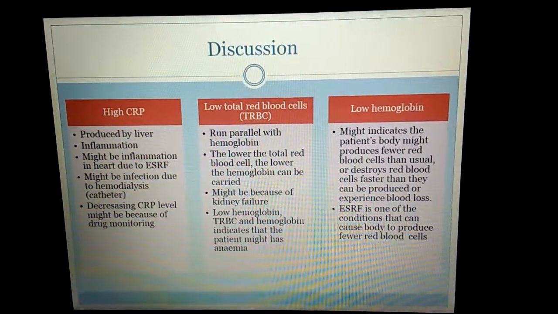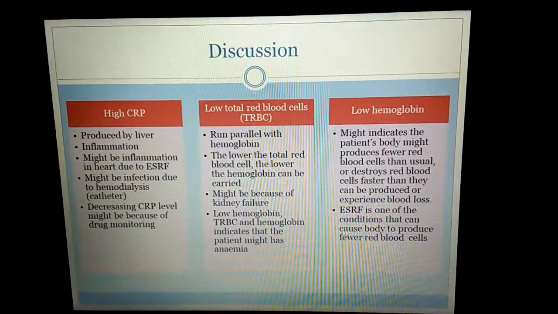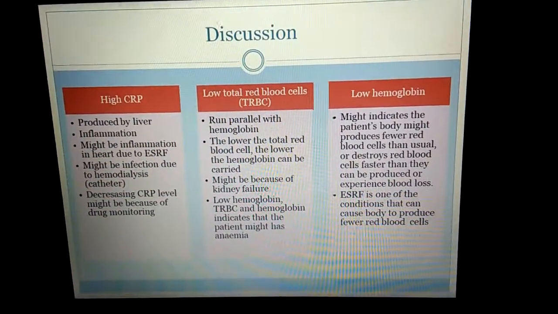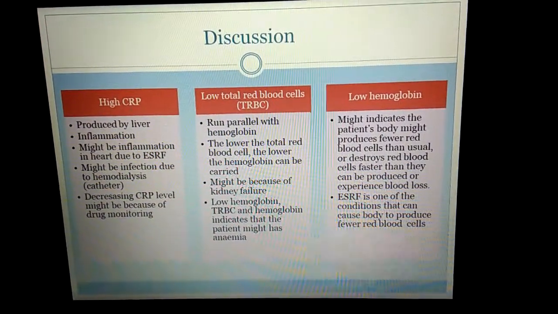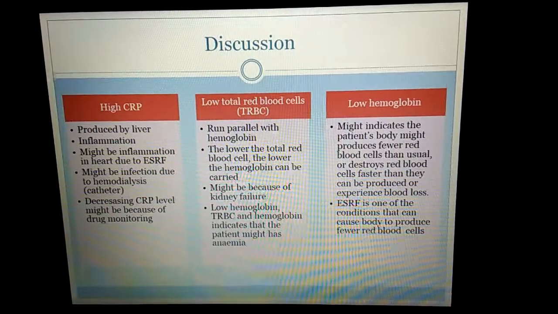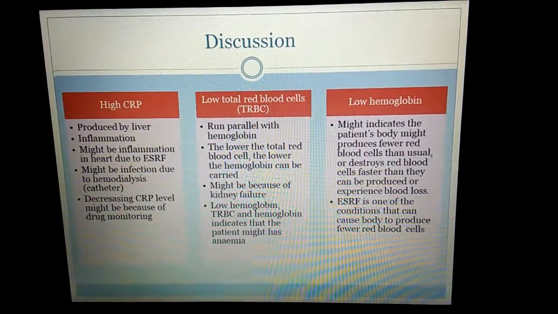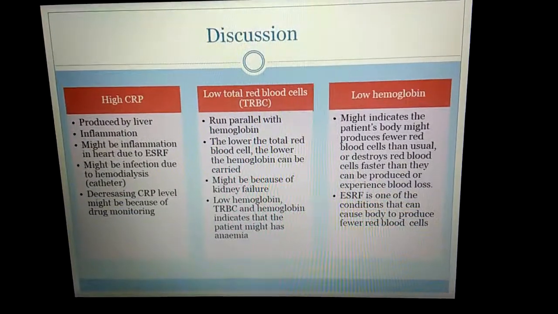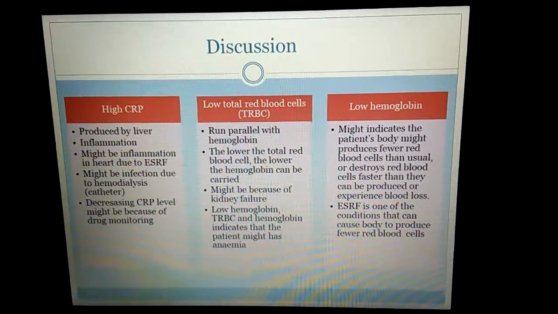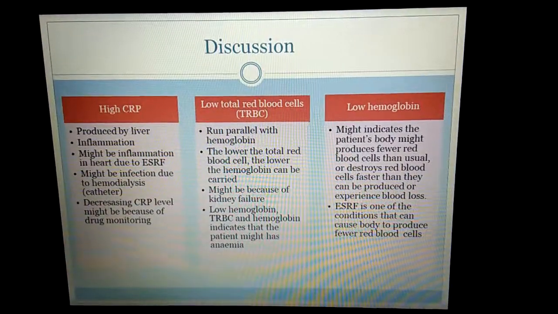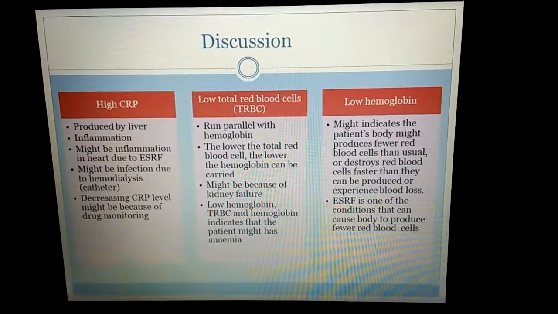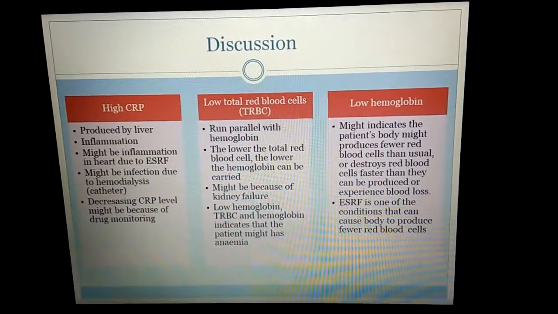For the low total red blood cells, it runs parallel with hemoglobin. The lower the total red blood cells, the less hemoglobin can be carried. It also might be because of the kidney failure. Also, low hemoglobin, TRBC and MCV indicate that the patient might have anemia. Low hemoglobin might indicate that the patient's body produces fewer red blood cells than usual, or destroys red blood cells faster than they can be produced, or experiences blood loss. ESRF is one of the conditions that can cause the body to produce fewer red blood cells.